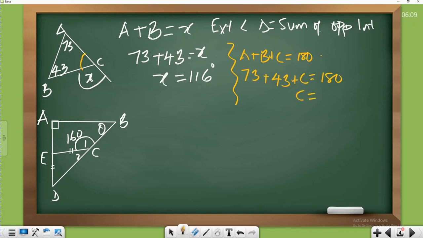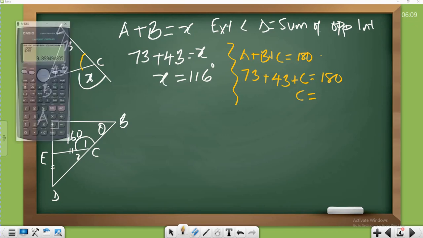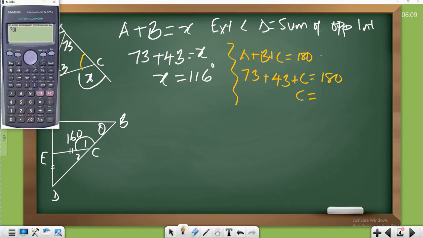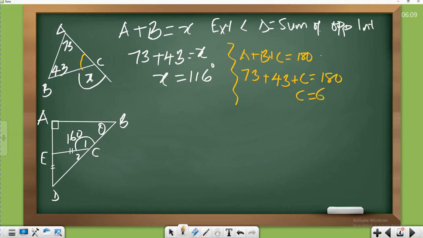I've got to move my 43 and 73 over to the other side. So 180 minus all of that. Let's do this. 180. If I move the 73, it goes over. If I move the 43 as well, it also goes over. And my answer is 64. But that is the angle inside, the yellow one, 64.